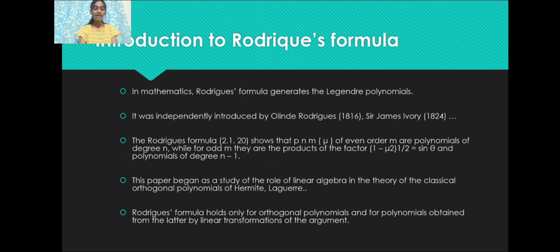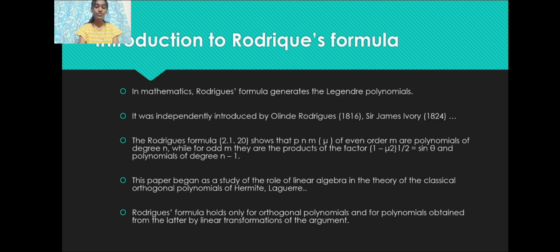This paper began as a study of the role of linear algebra in the theory of classical orthogonal polynomials of Hermite and Legendre. Rodrigues' formula holds only for orthogonal polynomials and for polynomials obtained from them by linear transformation of the argument.